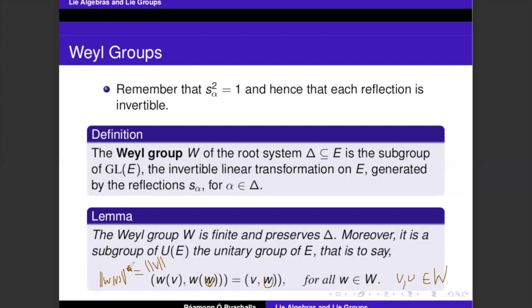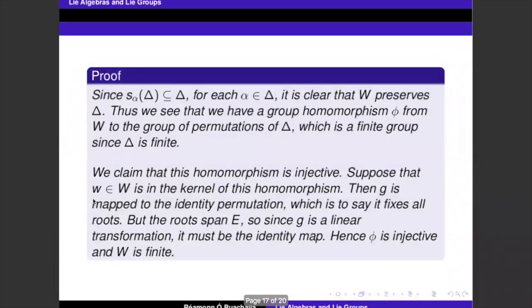Okay, that's what's going on. How do we prove this? Well, this is an easy calculation. The reflections map the root system to the root system for any alpha. Hence it's clear, because the elements of the group are just compositions of these reflections. So it just keeps successively applying elements that map delta into delta, which of course continue to map delta into delta. So this is clear.